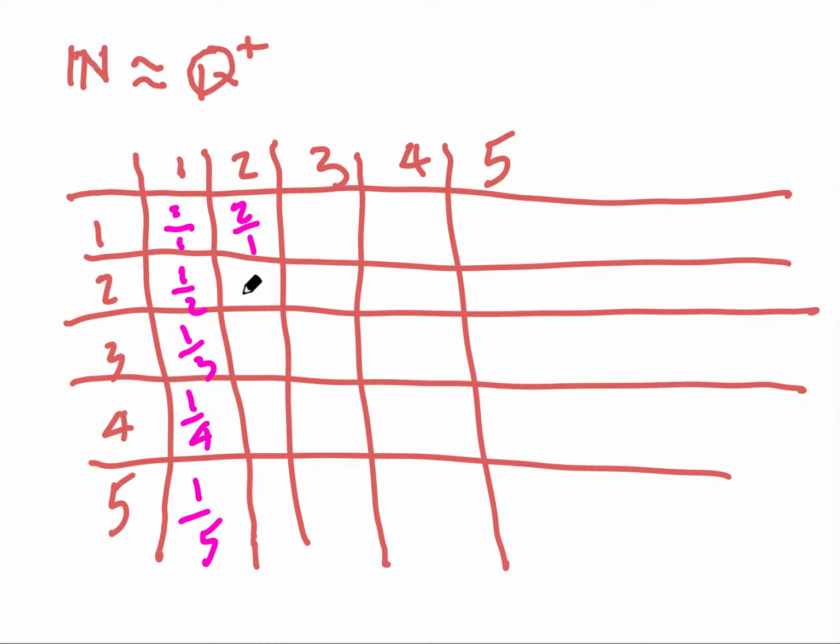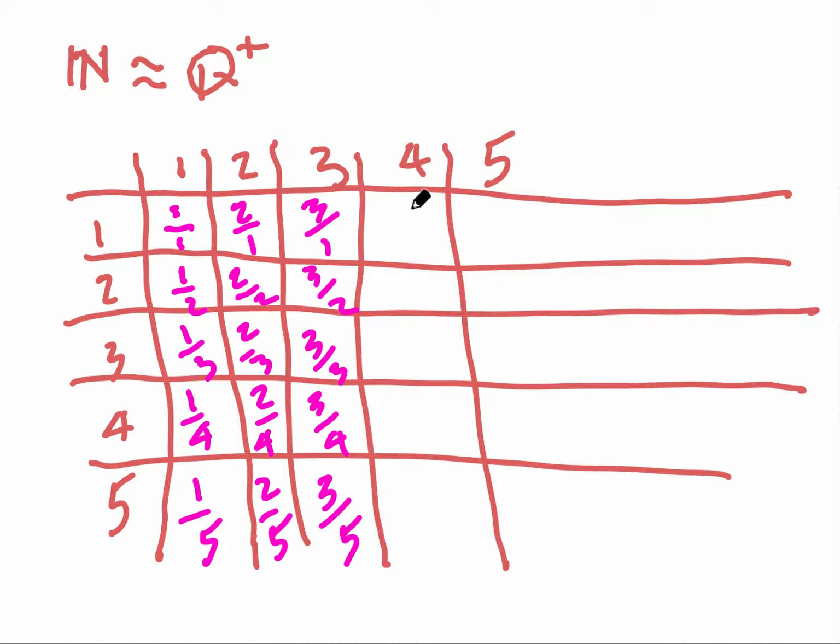This is 2 over 1, 2 over 2, 2 over 3, 2 over 4, 2 over 5, and this is 3 over 1, 3 over 2, 3 over 3, 3 over 4, 3 over 5, and this is 4 over 1, 4 over 2, 4 over 3, 4 over 4, 4 over 5. So you can see if I continue filling out this infinite grid, I will have written down every positive fraction of natural numbers.